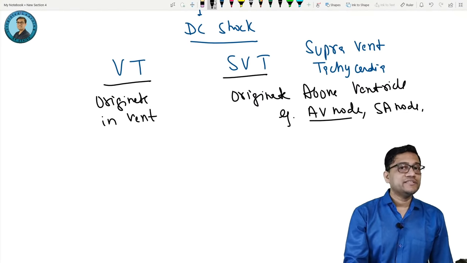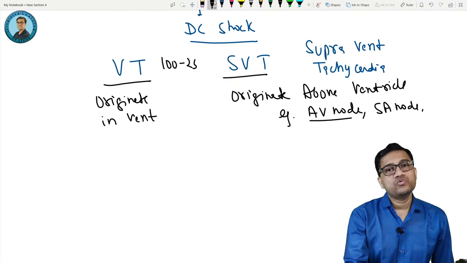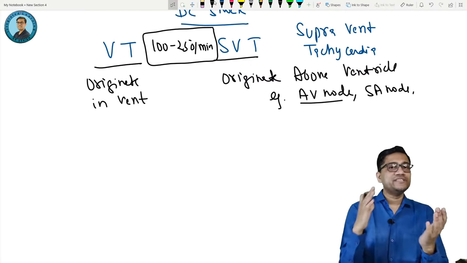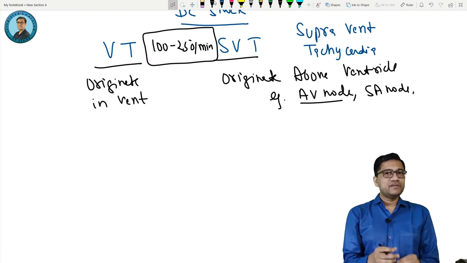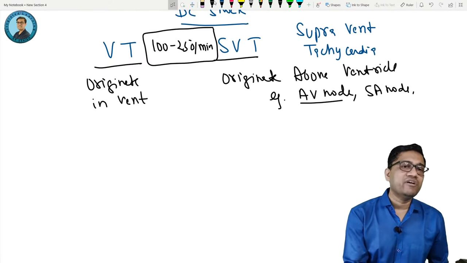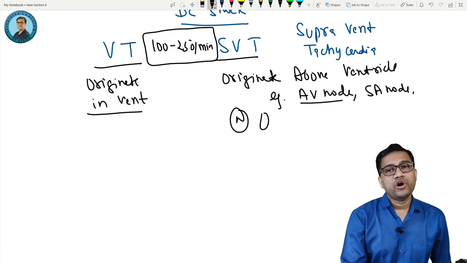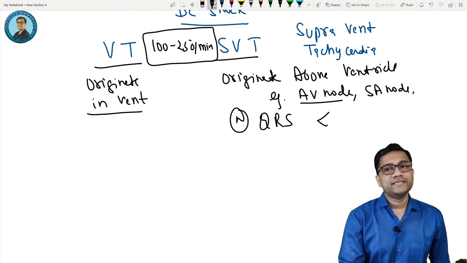So what is the difference? The rate in both is what? It is 100 to 250 per minute. Are you clear? So 100 to 250 is the rate in both. Now what is the differentiating feature? There are multiple features, but the main thing is what? Here we have a normal QRS, less than 0.11 second, that is 3 boxes.